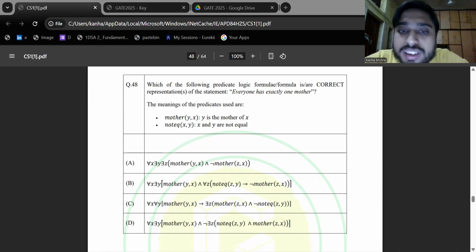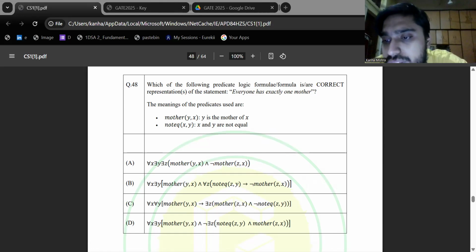So option A, what does option A say? Option A says that for every x there exist y and z such that y is mother of x and z is not mother of x. This does not say anything about uniqueness. It just says that there exists some mother Y and some other person Z who is not a mother. That is always true if the domain has at least one non-mother person. So A is incorrect basically.